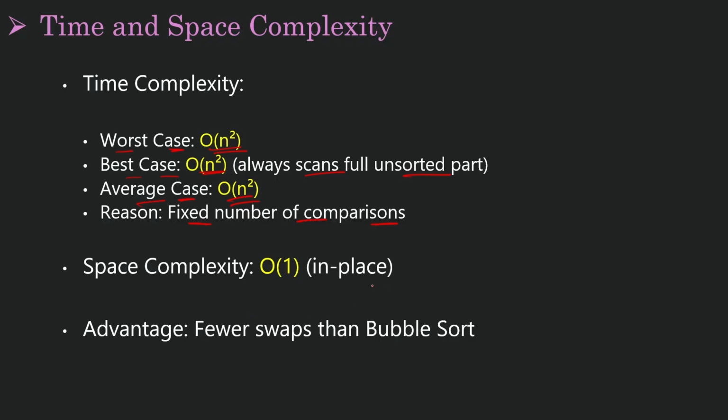Space complexity, in place, using only a few variables. So, big O of 1 extra space. Selection sort's also slow for large lists, but makes fewer swaps than bubble sort. Ready for insertion sort? Let's keep going.